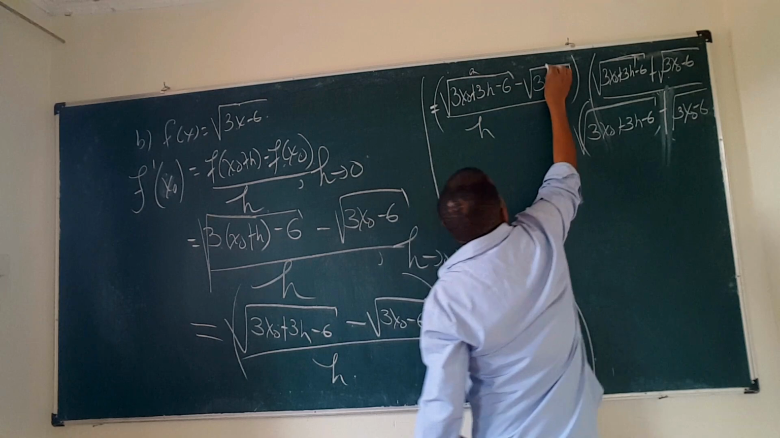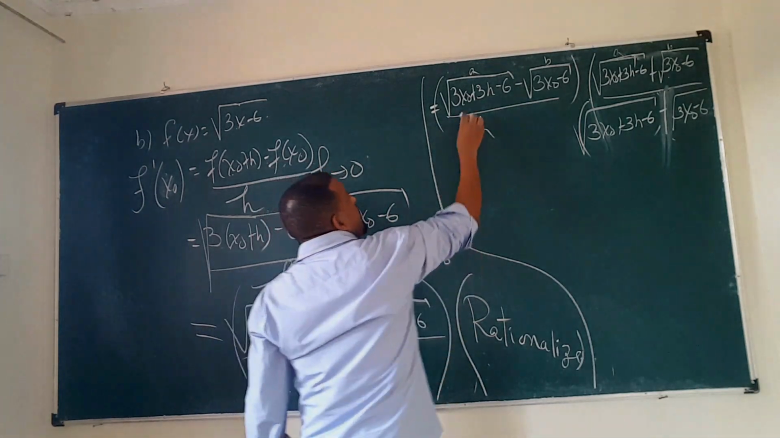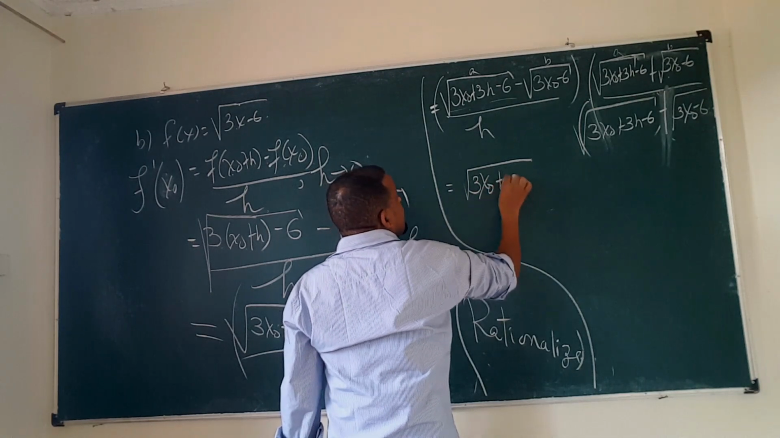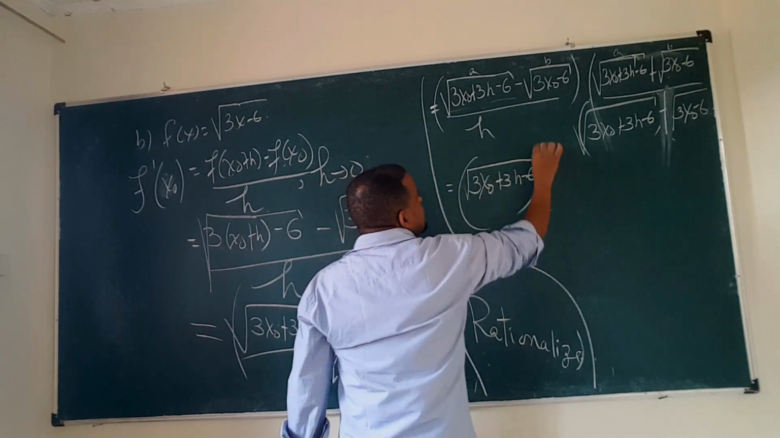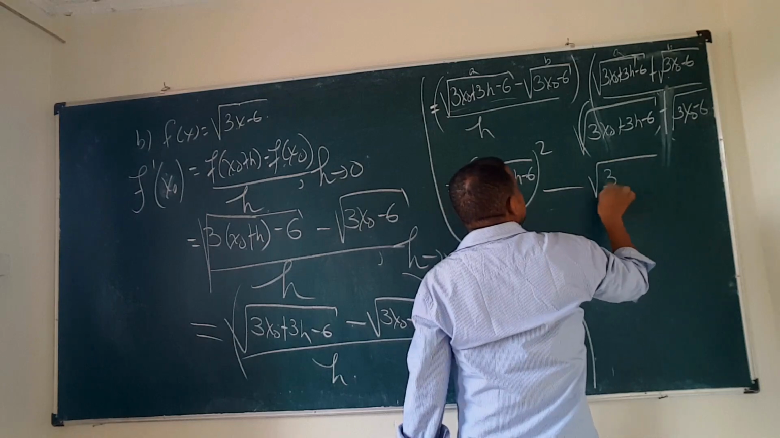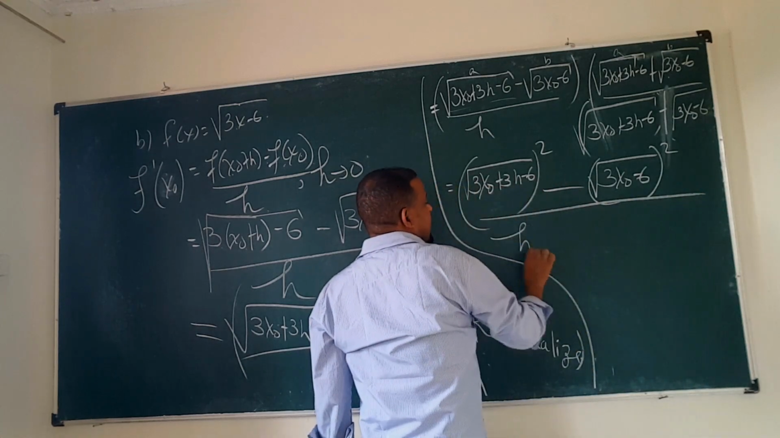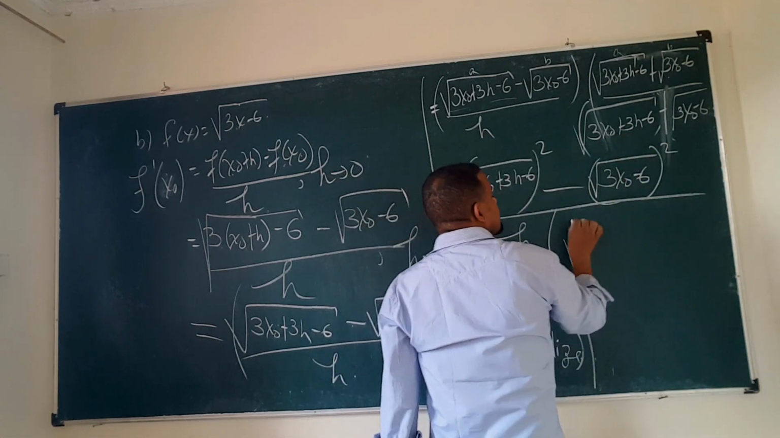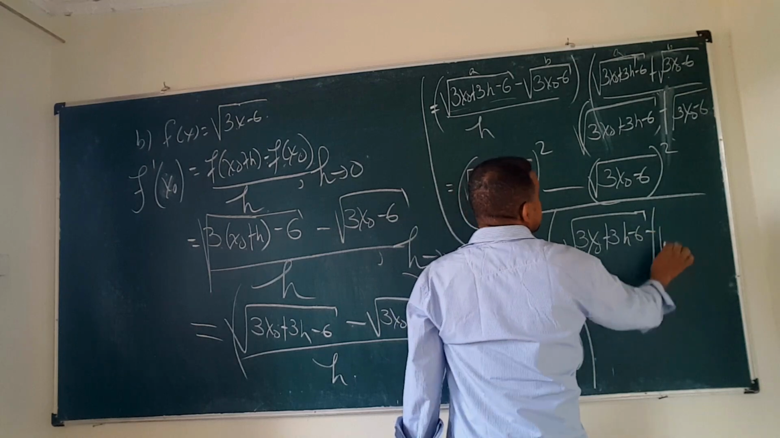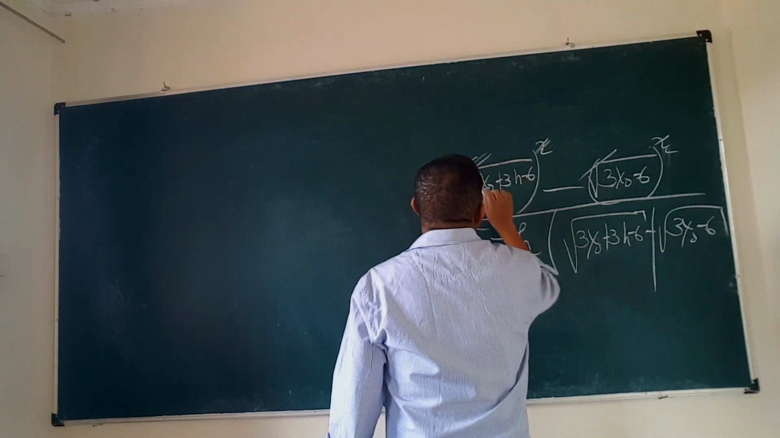Now, as I told you earlier, if you take this one as a and this one as b, it is a square minus b square. a square is this one squared, so that will be radical of 3x naught plus 3h minus 6, the whole squared, minus b square, radical of 3x naught minus 6, the whole squared, over h times this expression, radical of 3x naught plus 3h minus 6 plus radical of 3x naught minus 6. Now this cancels with this, and the inner terms remain.